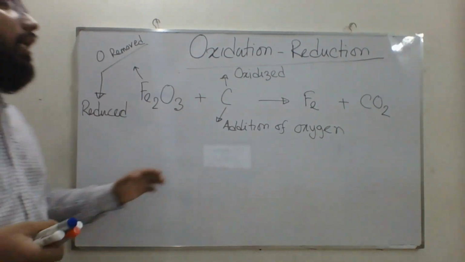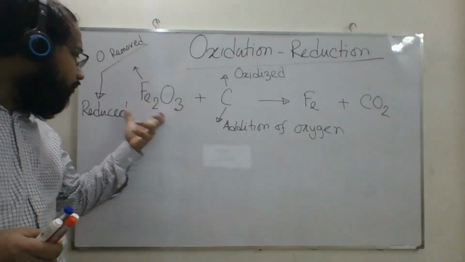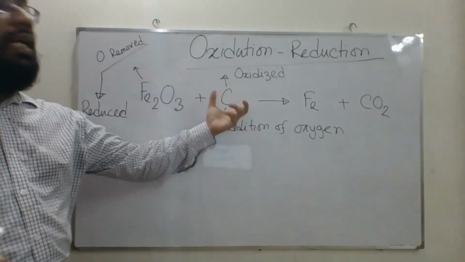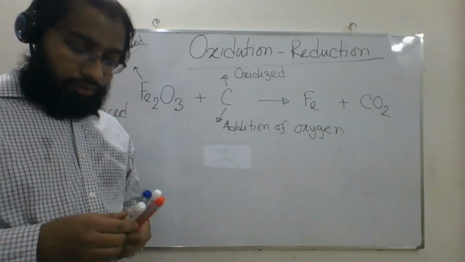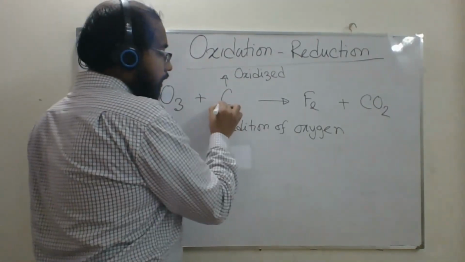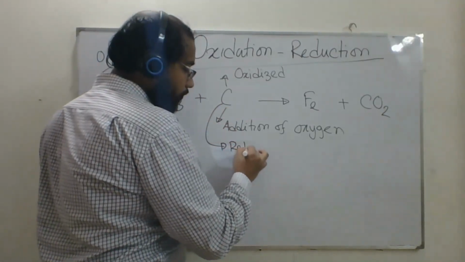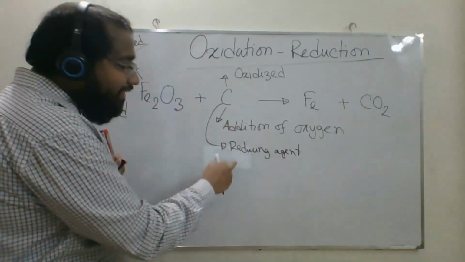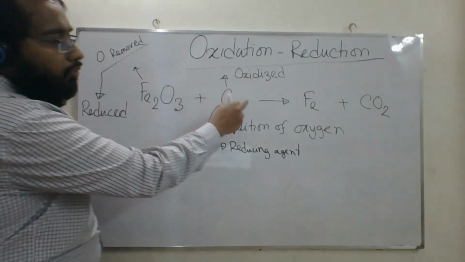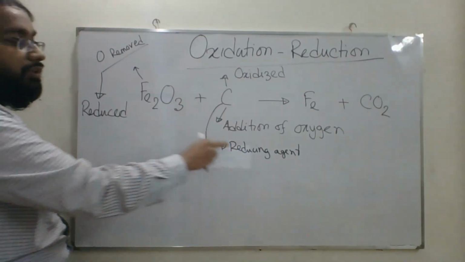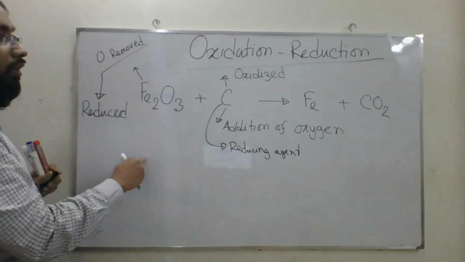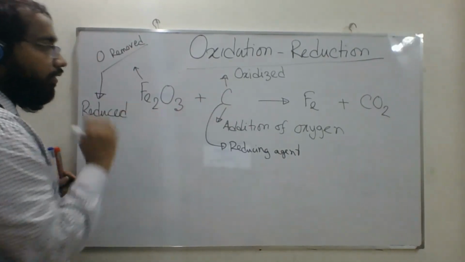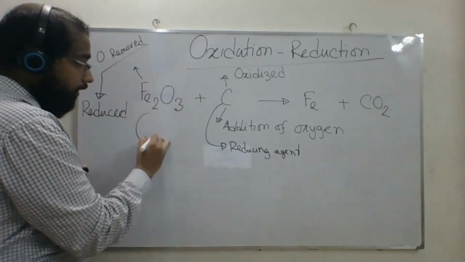Now, again, the iron oxide gets reduced, and by whom? Carbon. Then carbon is a reducing agent. Those who have the ability to reduce someone are known as reducing agents. Again, carbon gets oxidized. Who is basically responsible for this oxidation? This one. So we can say this is an oxidizing agent.